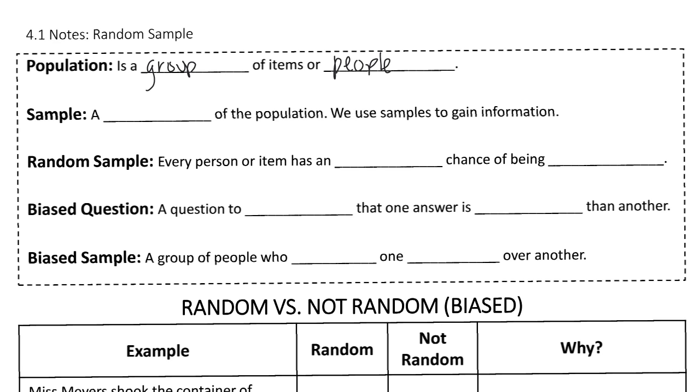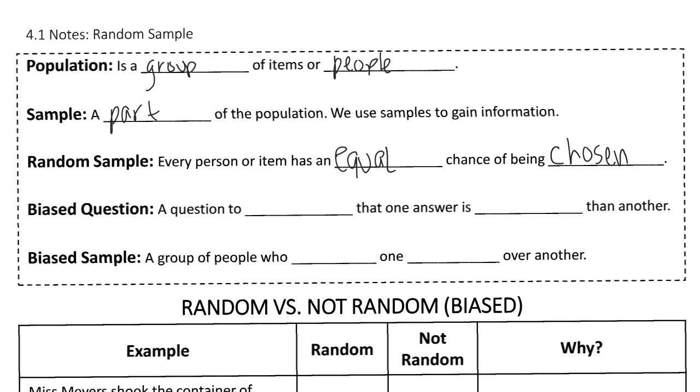A sample is a part of the population. We use samples to gain information. So like thinking back to the markers, we put them into samples of just green markers or blue markers or what have you, okay? A random sample is where every person or item has an equal chance of being chosen.